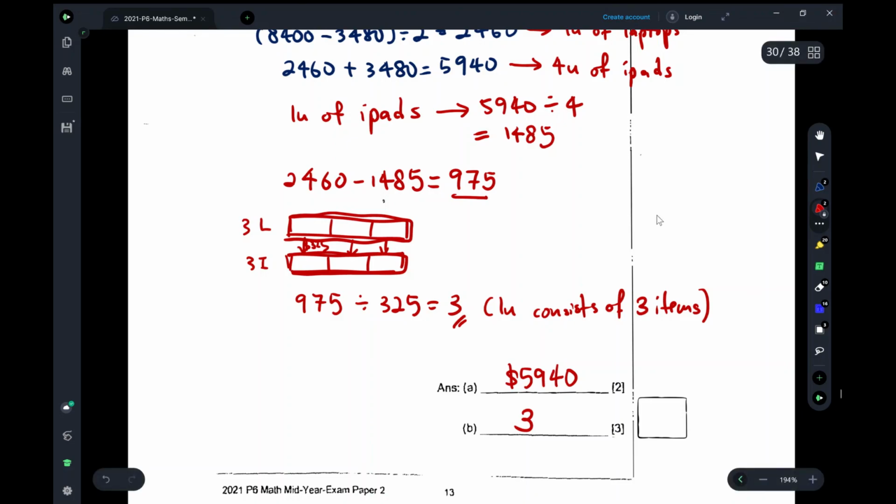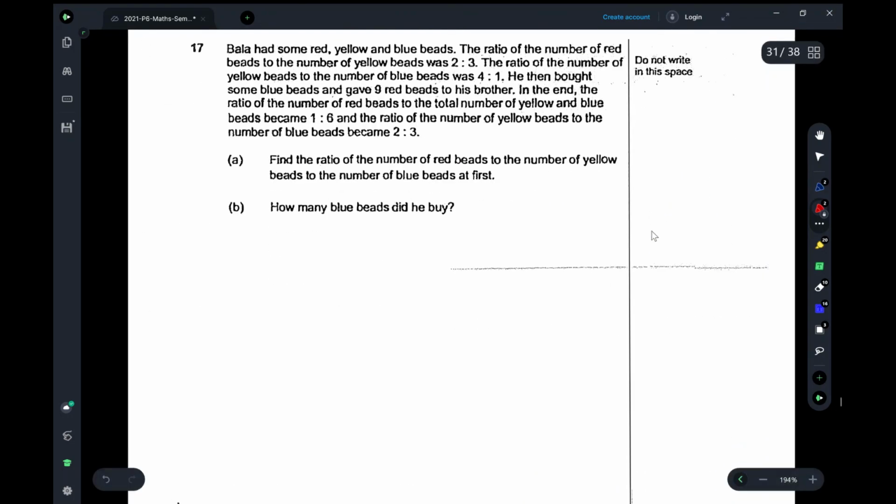Alright, left the last question. It looks like a very difficult question because it's very lengthy, but trust me, the lengthier it is, sometimes it could be simpler because a lot of information is given to you. Okay, first sentence, Bala had some red, yellow, blue bits. Alright, simple, red, yellow, blue.